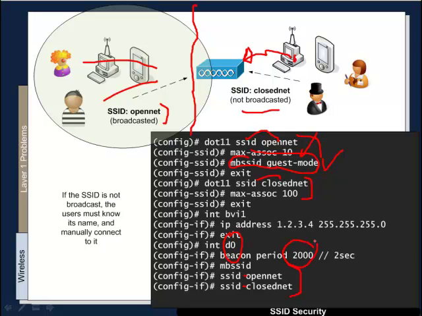So this is not broadcast. This SSID will be transmitted every 2 seconds and broadcast its SSID to users. But as we can see, CloseNet will not broadcast. In this case, we allow 100 users onto CloseNet, but only 10 users at any given time onto OpenNet.